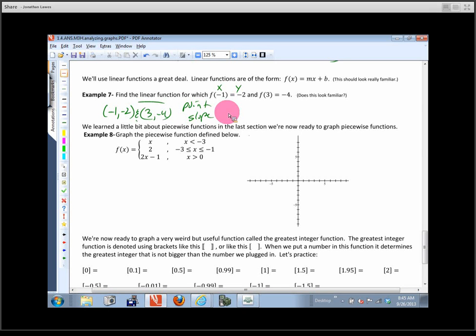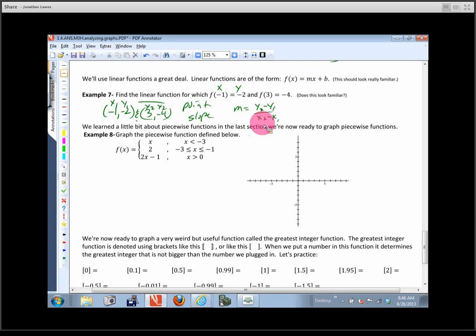Do we have a point? Yeah, we've got two of them to choose from. Do we have a slope? We don't have a slope, but do we have enough information we can figure it out? Yeah, we're going to call this one x1, y1, and we're going to call this one x2, y2, and then we're going to use this formula right here, y2 minus y1 over x2 minus x1, and so forth.